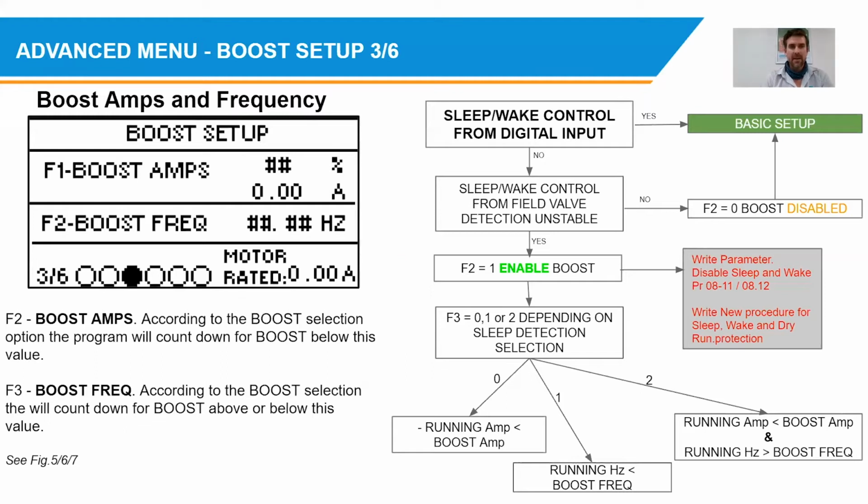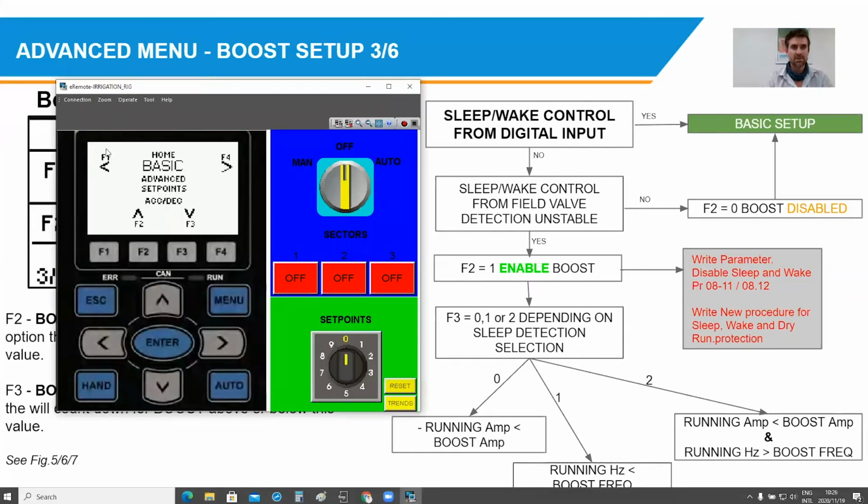All right, so if we had selected, for instance, a boost on amps, then we would enter the low amp point over here. If we had selected boost on frequency, we would select the boost frequency over here. I'll do that quickly on our page.